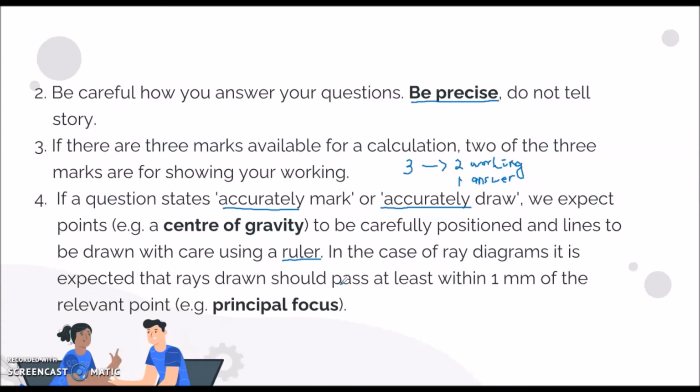In the case of a ray diagram, it is expected that rays drawn should pass at least within 1 mm of the relevant point. For example, when you have the principal focus, when you have a ray diagram for lenses, you should draw it at least within 1 mm accuracy.